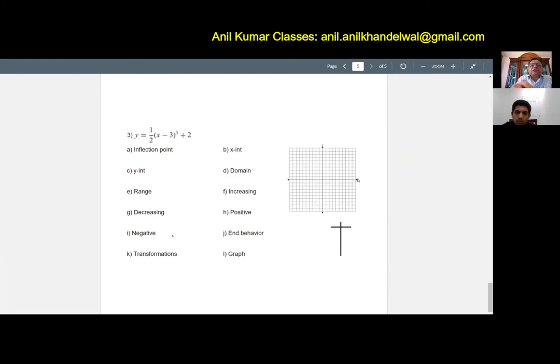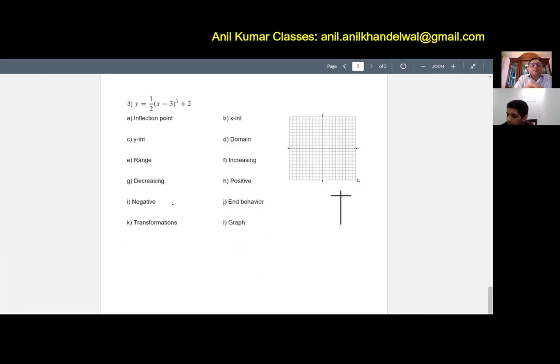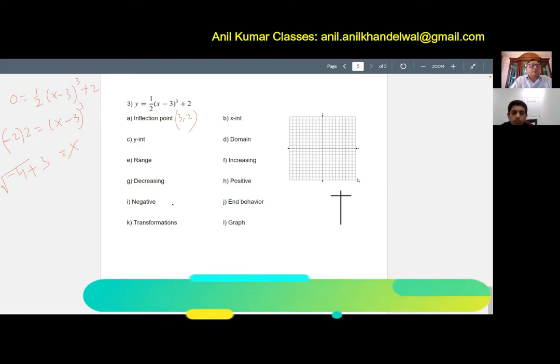Okay, so quickly, can you answer all the questions? Okay. So the inflection point is (3, 2). Yes. The x-intercept is the cube root of -4 plus 3. Yeah, very good. So cube root of -4 plus 3. Correct. So the x-intercept is the cube root of minus 4 plus 3. What do you get?